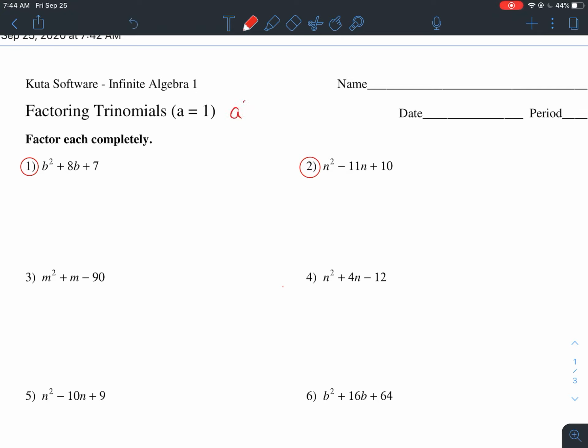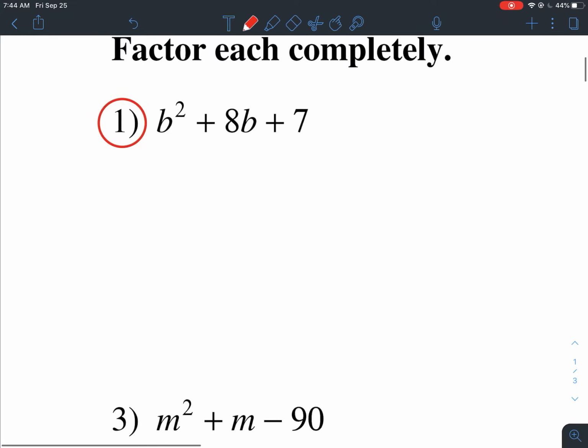All right, so today we're going to learn how to factor trinomials. So first off, what's a trinomial? That's going to be something in this form, usually ax squared plus bx plus c. That's the typical form of a trinomial. So what we're going to go ahead and do is practice factoring these.